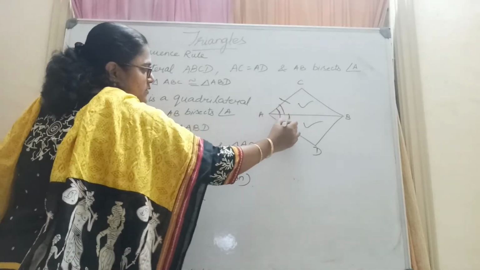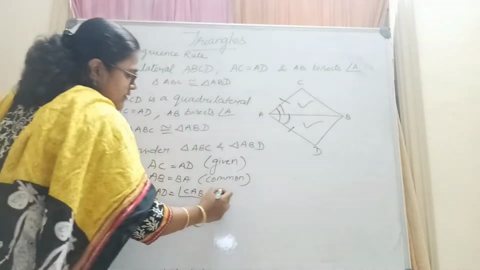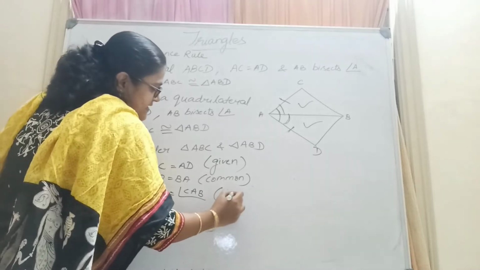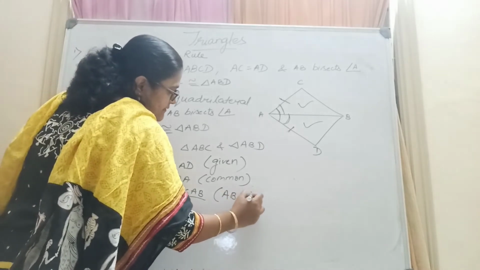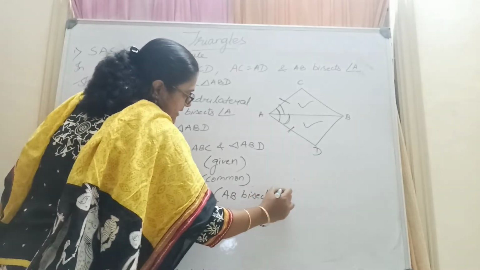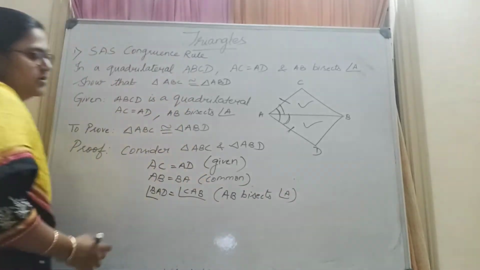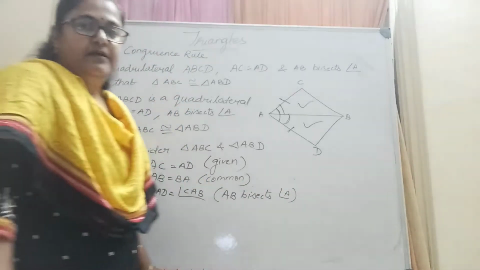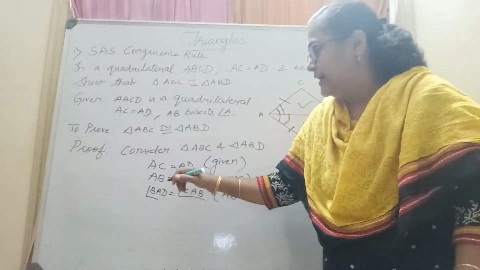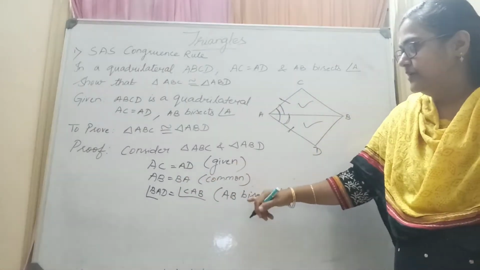This one is equal to this angle. How? AB bisects angle A. This is given in the question. Fine. Now, I have got three pieces of information here.